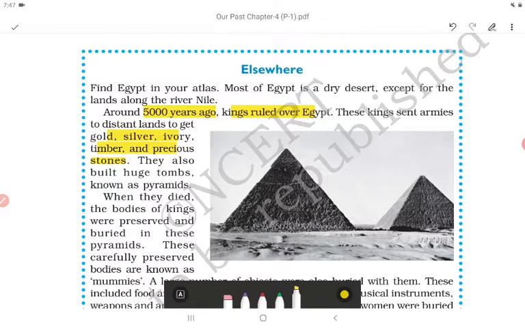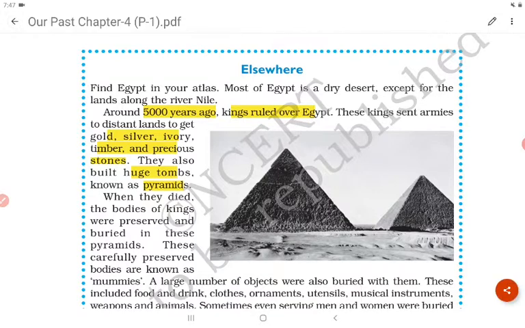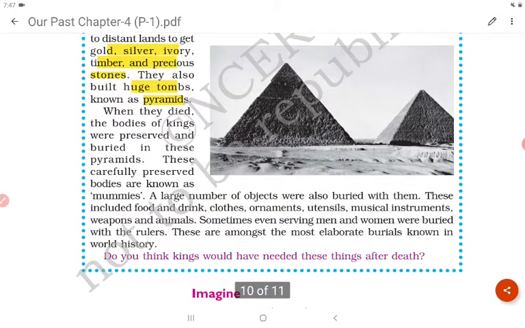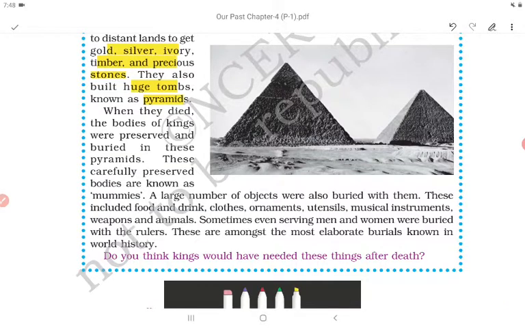They also built huge tombs known as pyramids. When they died, the bodies of kings were preserved and buried in these pyramids. These carefully preserved bodies are known as mummies. A large number of objects were also buried with them.